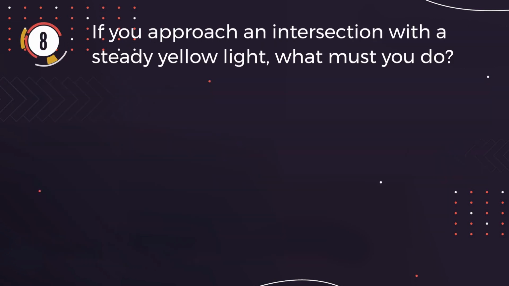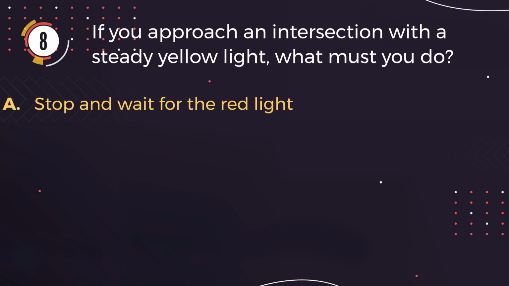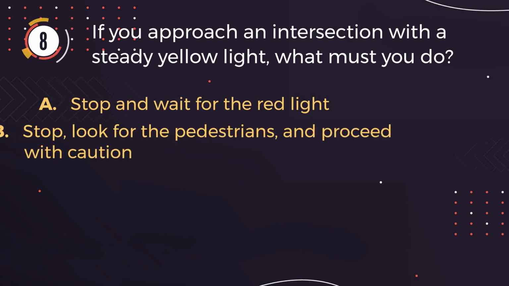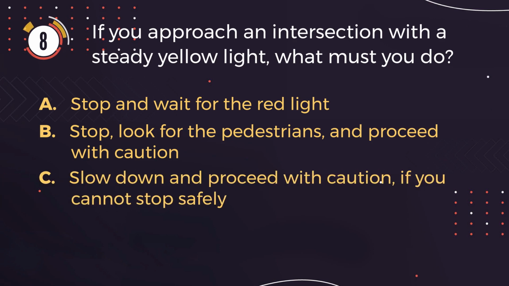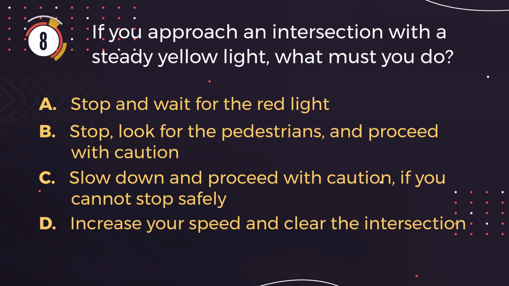Number 8. If you approach an intersection with a steady yellow light, what must you do? A. Stop and wait for the red light. B. Stop, look for the pedestrians, and proceed with caution. C. Slow down and proceed with caution if you cannot stop safely. D. Increase your speed and clear the intersection.